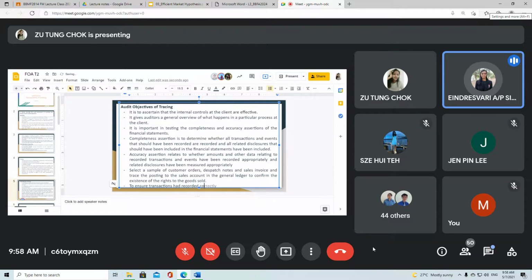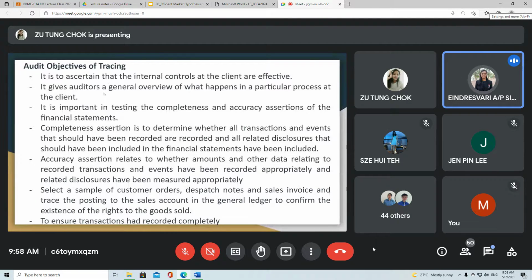Okay, so when you are writing, it is not for existence, not for rights and obligations. Tracing is not for rights and obligation. You are looking at the documents and tracing to the sales ledger, not to confirm existence. If you want to look at existence, you will need to physically inspect the asset. And rights and obligation is for when you look at the company's name on the source document. So here we are not looking at rights and obligation.